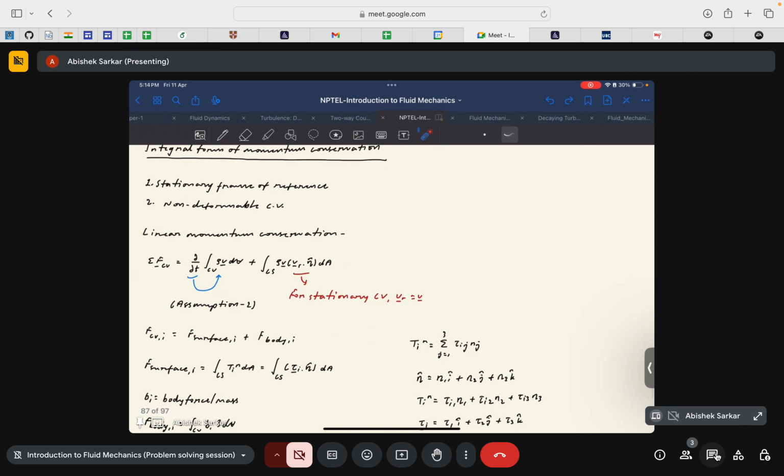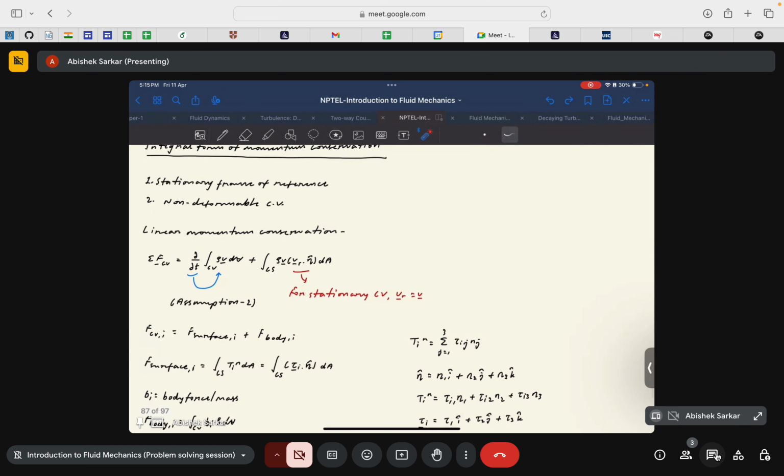When we apply assumption 2, that is a non-deformable control volume, we can take this time derivative inside the integral, because this elemental volume dV becomes independent of the time derivative. And secondly, when we apply the assumption of a stationary frame of reference, our relative velocity becomes the absolute velocity of the fluid flow.